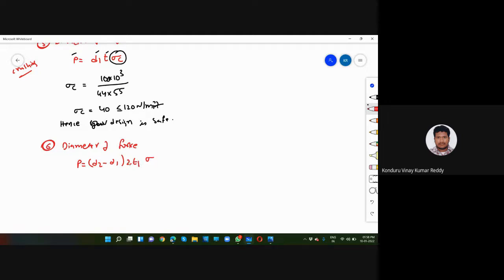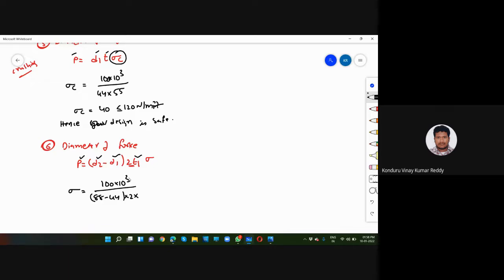Only one difference you are getting: in formula number 3 it is t, and here it is 2t1. That is the only difference. We know the P value, the D2 value, and the T1 value. We are still finding the sigma value because it is a verification. Sigma is equal to 100 into 10 to the power of 3 by (88 minus 44) into 2 into T1.